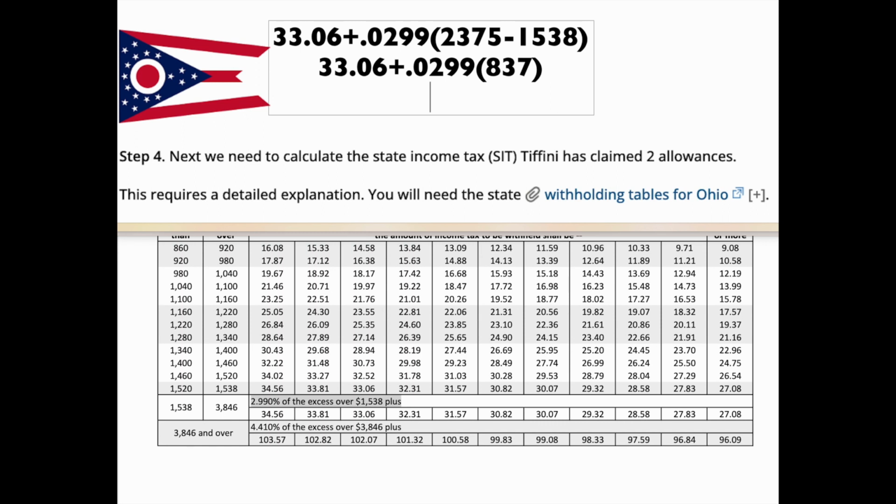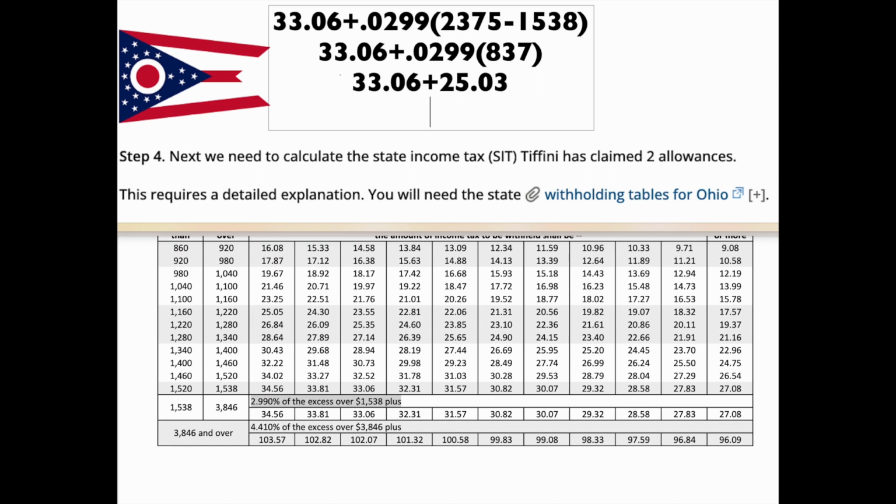So now when I take 2.99% of the 837, I'm going to get $25.03 when we round. Then when I add those together, the final deduction for state taxes is going to be $58.09.